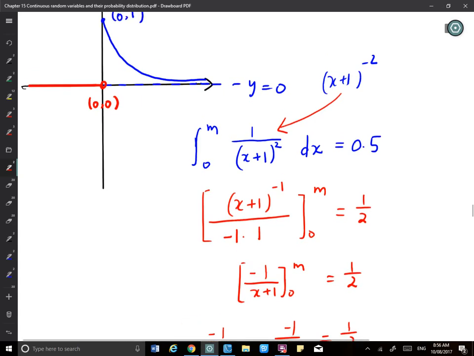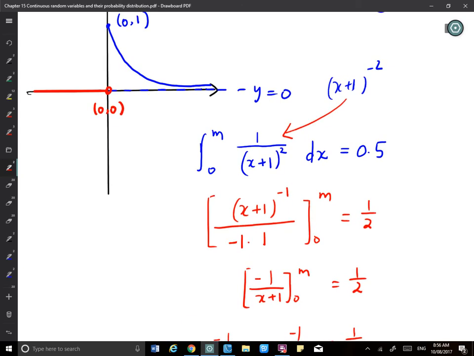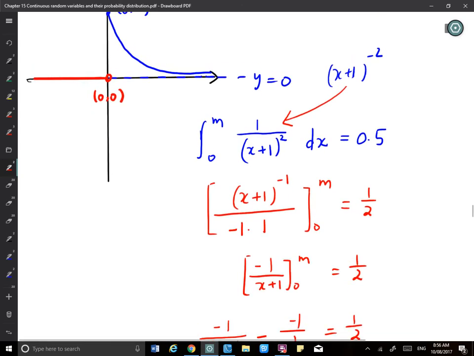Okay, and how do we find the mode, which is the highest point? It's not a hard question, I just want you to know the shape of the graph. It's quite important to think about the shape of the graph.